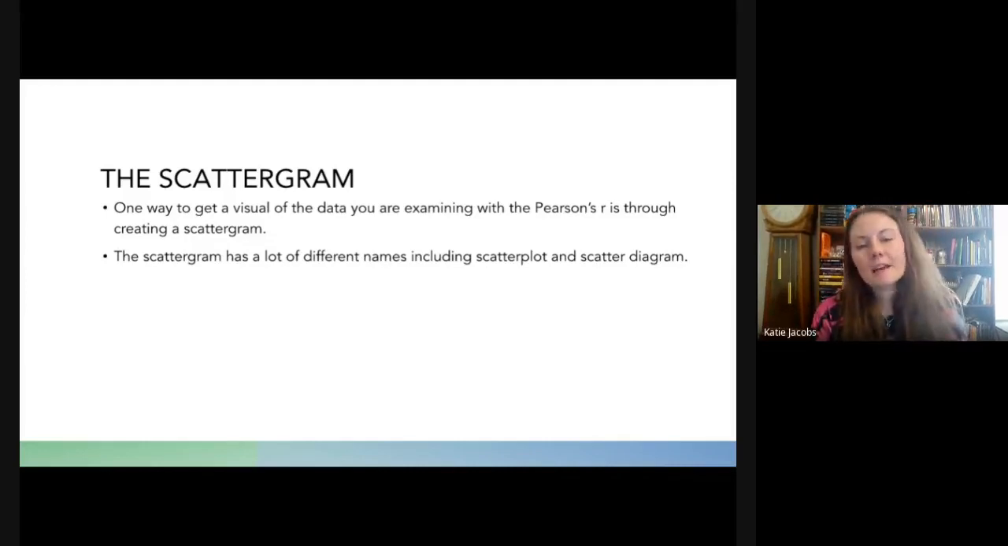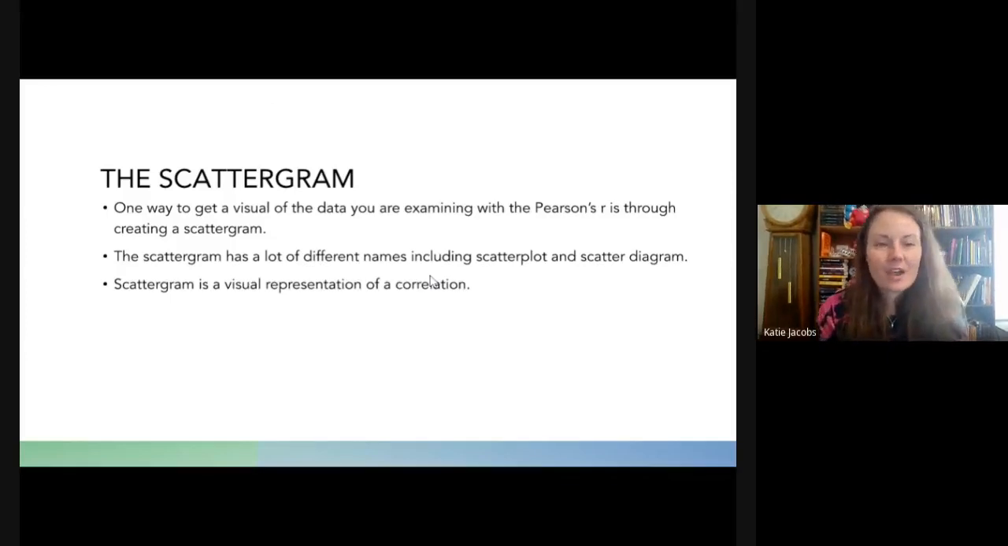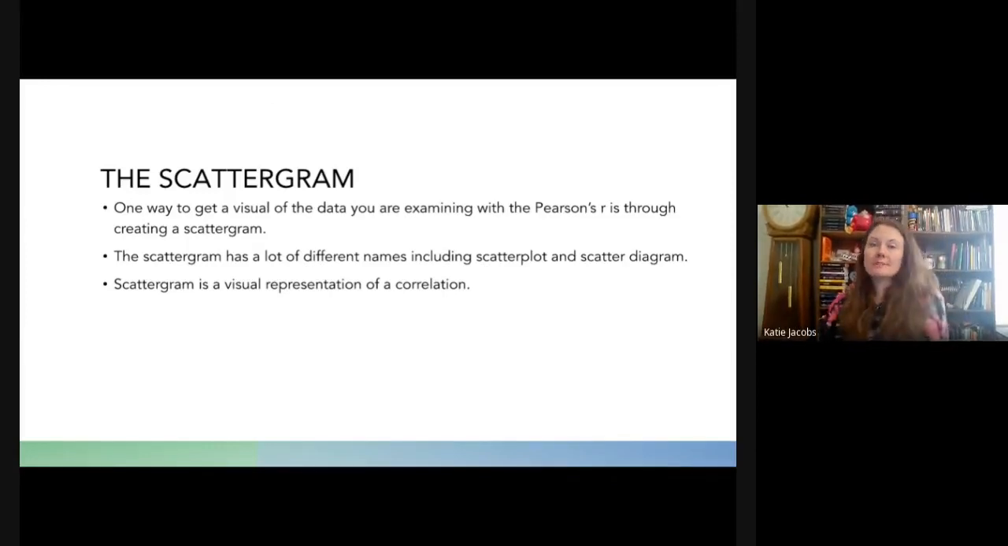Again, the scattergram has a lot of different names, including scatter plot and scatter diagram. I don't know why statisticians like to call things a million different names, but they tend to do that. The scattergram is a visual representation of a correlation. So it gives you an idea what it looks like, which is really important because typically in order to do a Pearson product moment correlation, you want there to be a linear relationship. When we go to look at our assumptions, that's one of the assumptions that we're going to end up checking. And in order to test that assumption, you have to make your own scattergram.